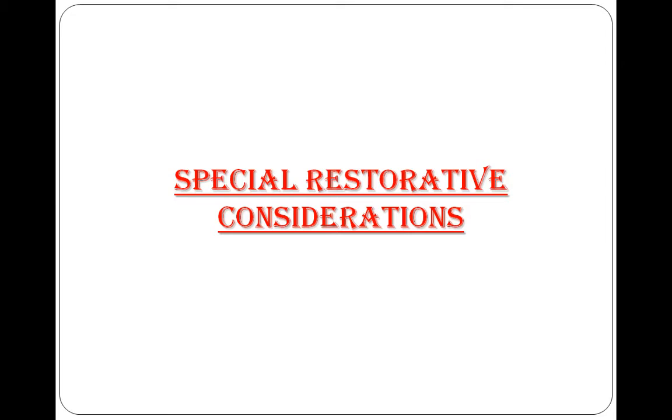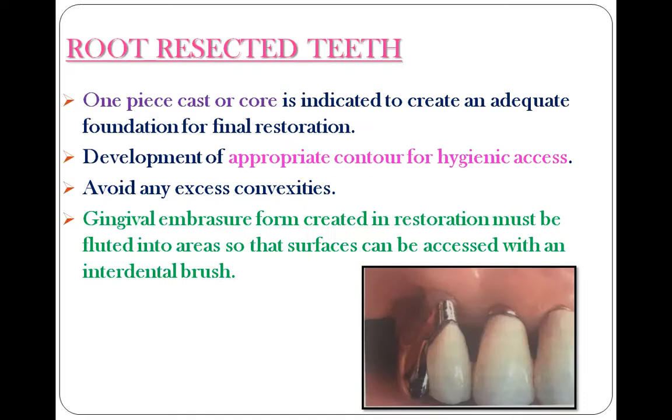Now, the next section is on special restorative consideration. In case of the root resected teeth, how are they restored? They are generally restored with one-piece cast post and core restoration to create an adequate foundation for the final restoration.